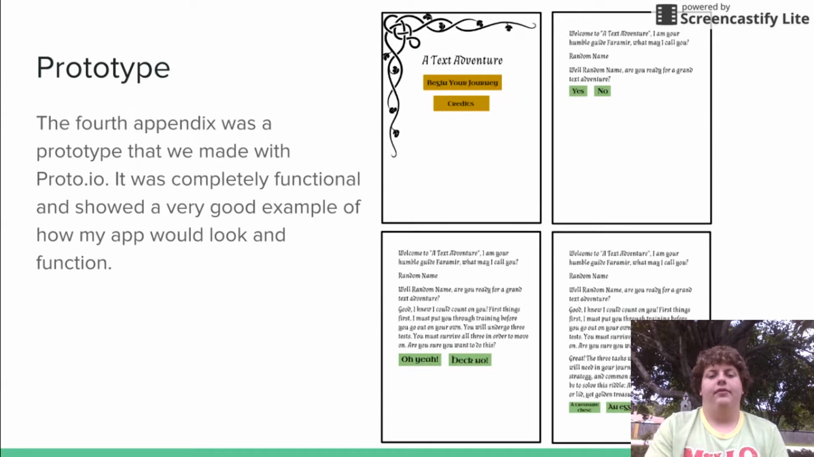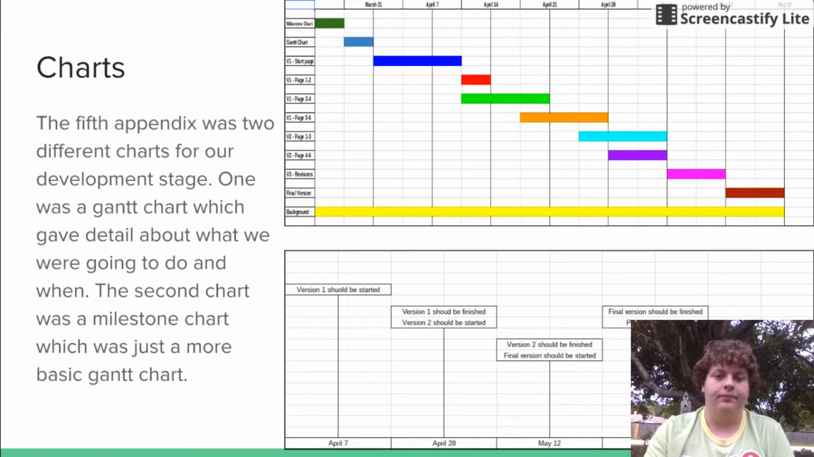Then next up, the fourth appendix was a prototype that we made in proto.io. Mine was completely functional, and it showed a good example of how I planned my application to look, as well as how it would function.